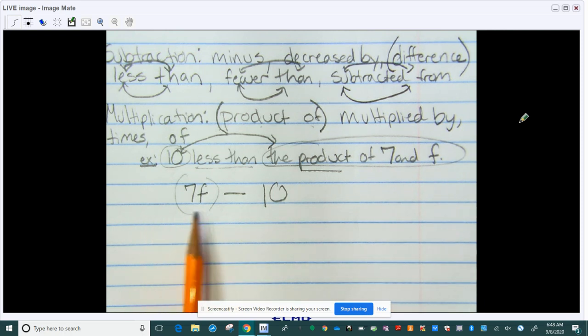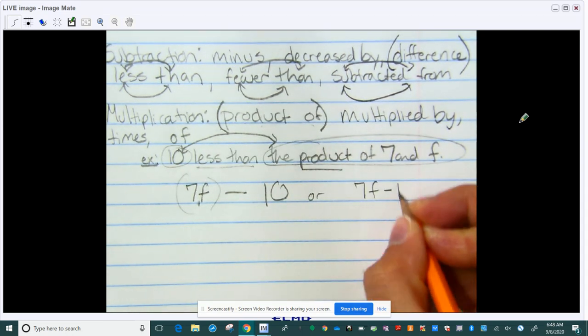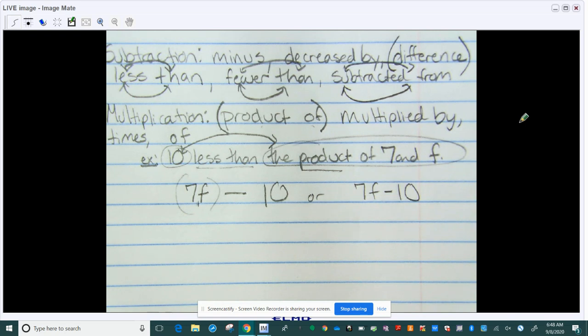But in this case, if you notice, we're going to multiply first anyway, rather than subtract, so they're not needed in this instance. So you could write it with the parentheses, or you could just write it as 7F minus 10. Either works in this case.